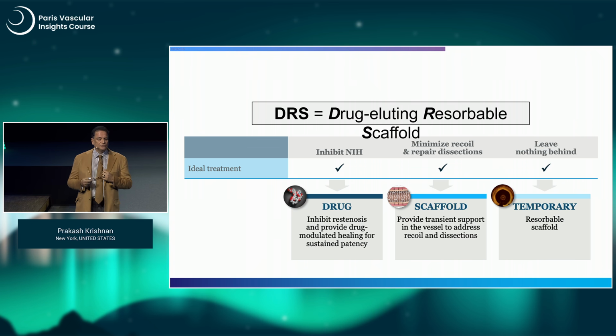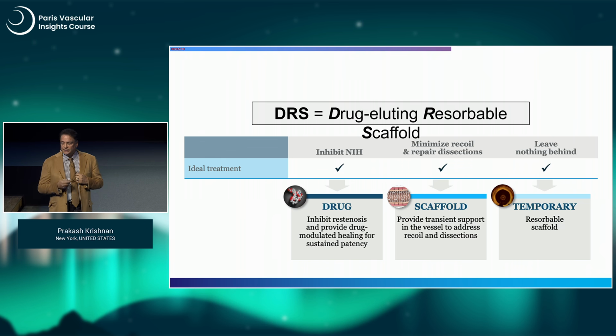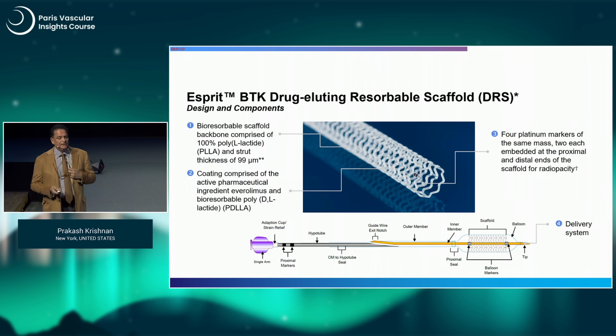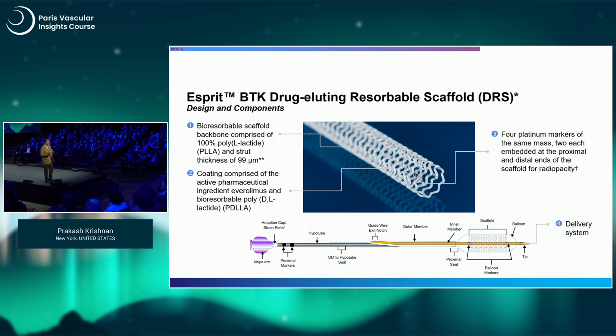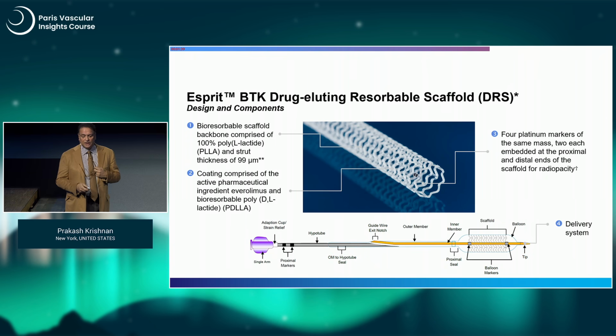This led to the evolution of the drug-eluting resorbable scaffold concept. What this does is it inhibits the restenotic cascade. It provides a scaffold to minimize recoil, which is another battle that we face. And the beauty is, theoretically, it's temporary, it's gone, and you have a patent vessel. The one scaffold that's currently FDA approved is the Esprit BTK resorbable scaffold. It is 100% PLLA, with very thin strut thickness. This is not similar to the coronary absorbable stent, which was 150 microns. And the coating obviously uses everolimus.